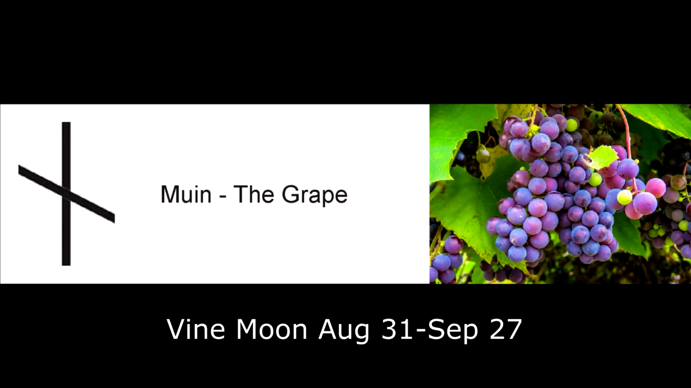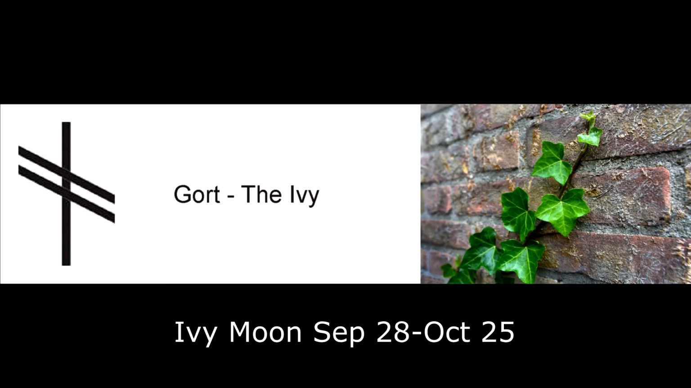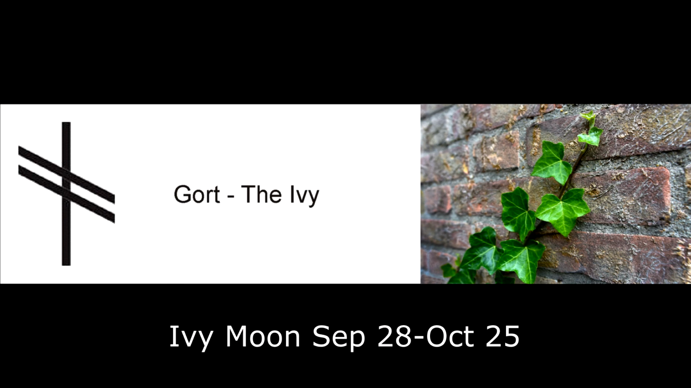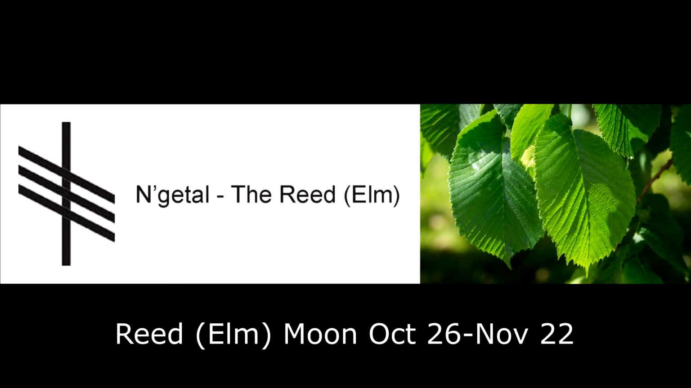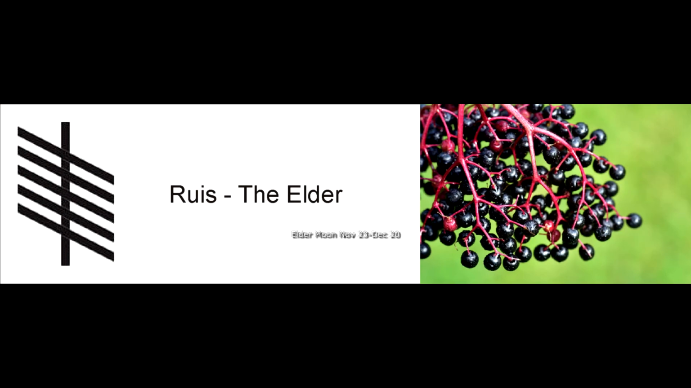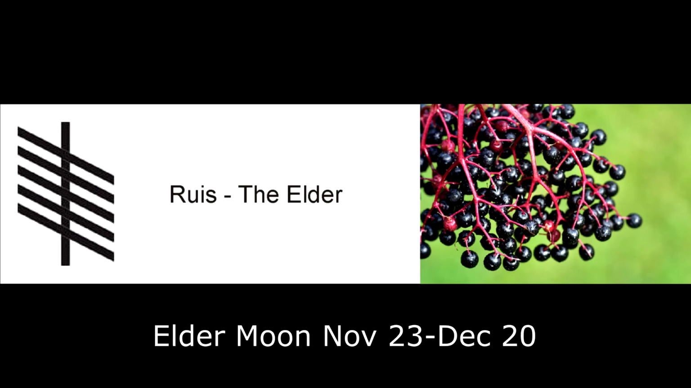The Vine Moon, August 31st to September 27th. The Ivy Moon, September 28th to October 25th. The Reed or the Elm Moon is October 26th to November 22nd. The Elder Moon is November 23rd to December 20th.